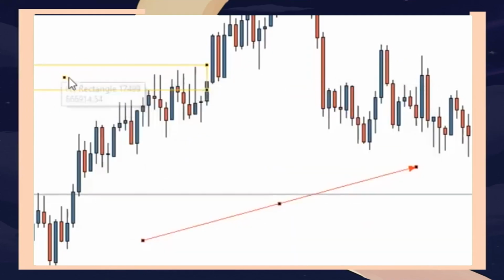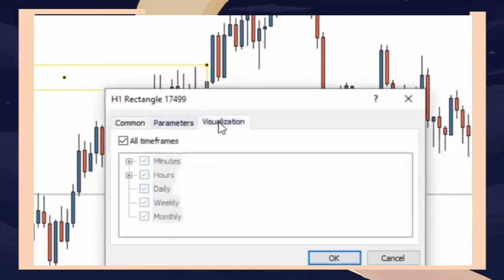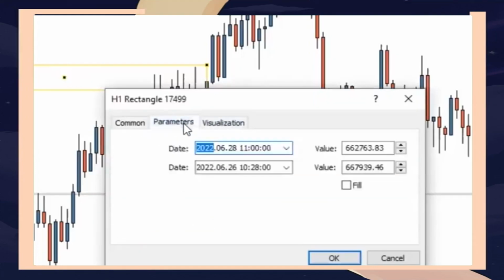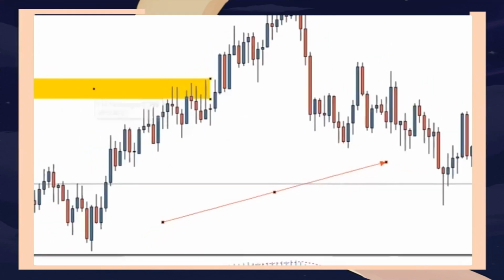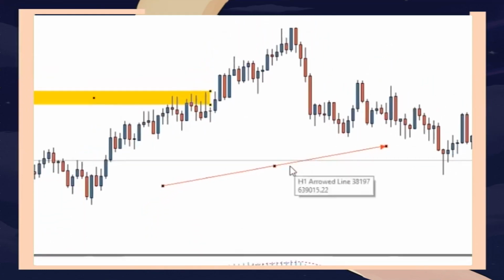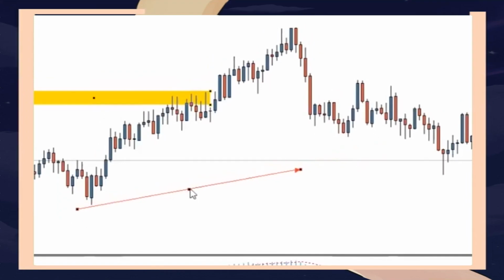If you want to give it a fill, all you need to do is click on it, go to Properties, and you go to Visualization, or rather the Parameters, and then you click on Fill. When that is done, you click on OK. Now you can see that it has a fill, and this is exactly how I get my charts set up whenever I want to do my analysis, and with every one of these I'm good to go.